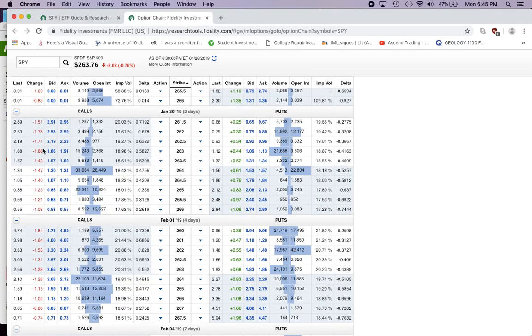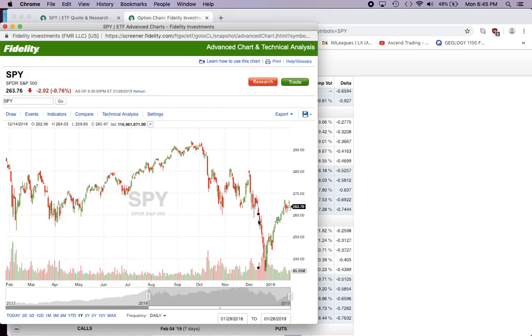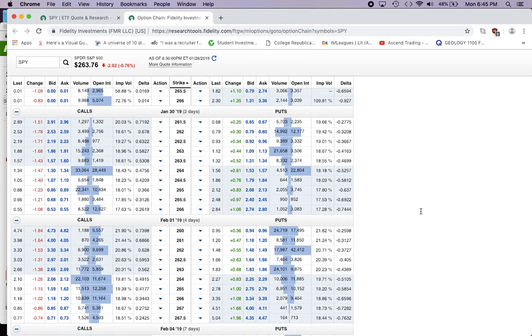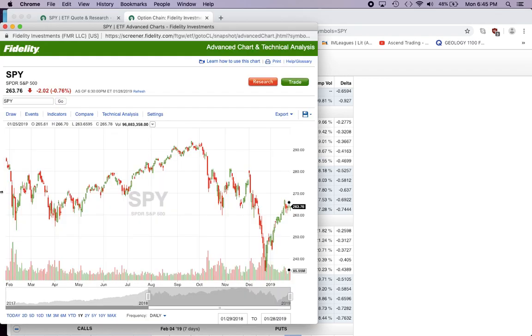So for instance, if you have the 266 puts and the market reverses and goes back down to 250, well, you already own these puts. You're buying them right now where they're cheap. If it goes down to 250, you could sell the puts. They're going to be worth a lot more money because they're 266 insurance. They're the right to sell at 266 if you exercise them.